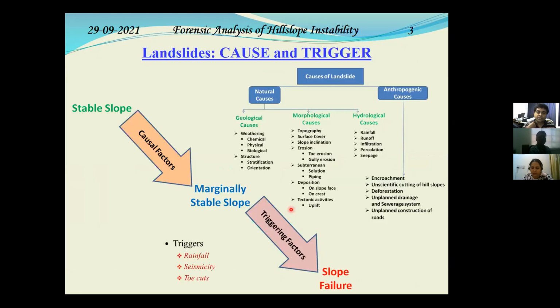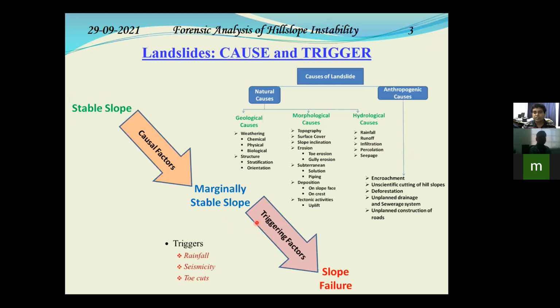As I was mentioning, the causes are plenty, including the geological causes, the morphological causes, the hydrological causes, and the anthropogenic ones, where human interference takes place. All these different types of causes lead a stable slope to a marginally stable one. Marginally stable means the slope is on the verge of failure, so it has not yet failed.